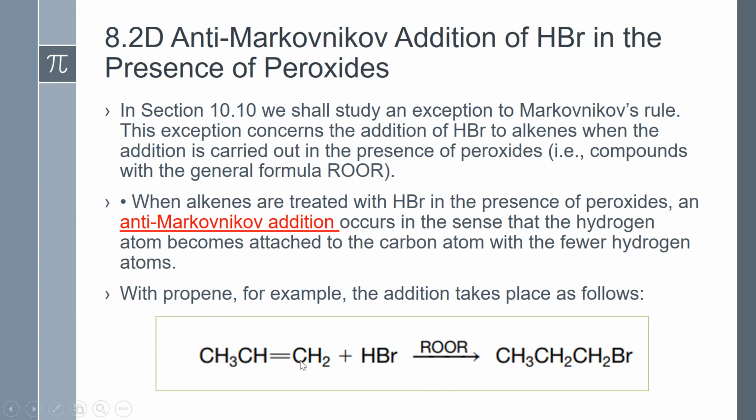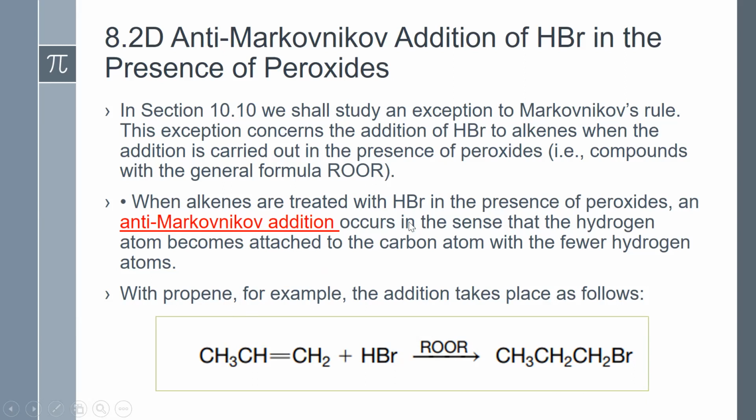So supposedly you have your CH3 and you have your Br here. But what you see here is that it's reversed. See, the hydrogen is added to the poorer carbon, and this one gets the bromine. So it doesn't follow Markovnikov's rule. This is what we call the anti-Markovnikov addition.